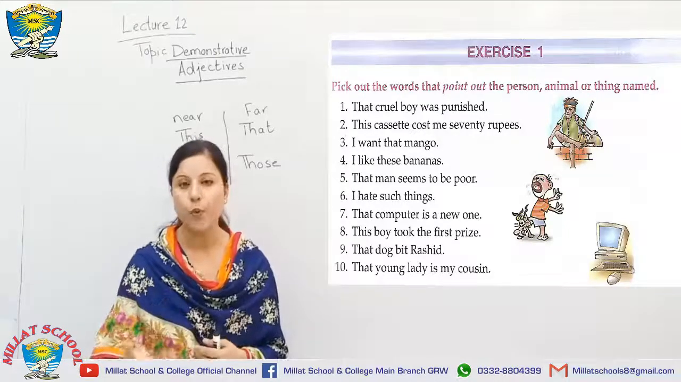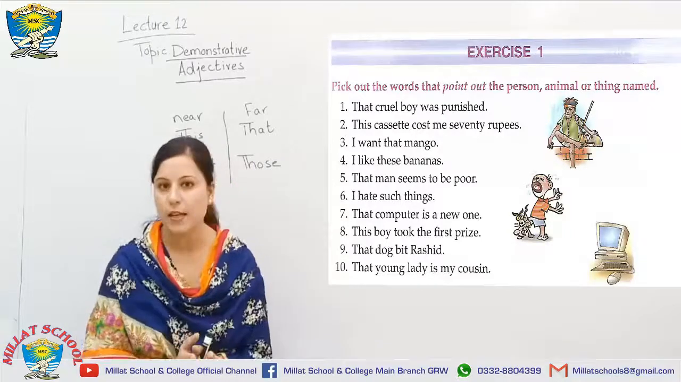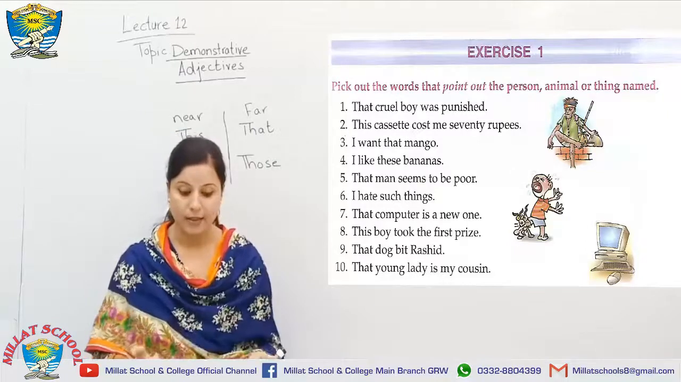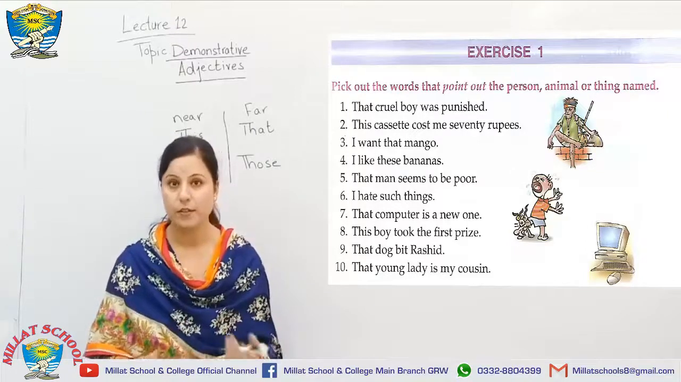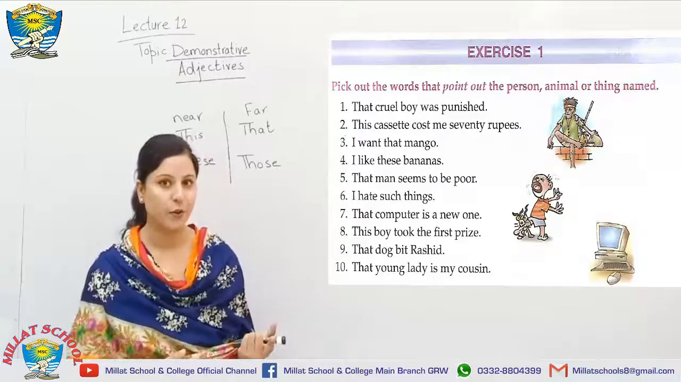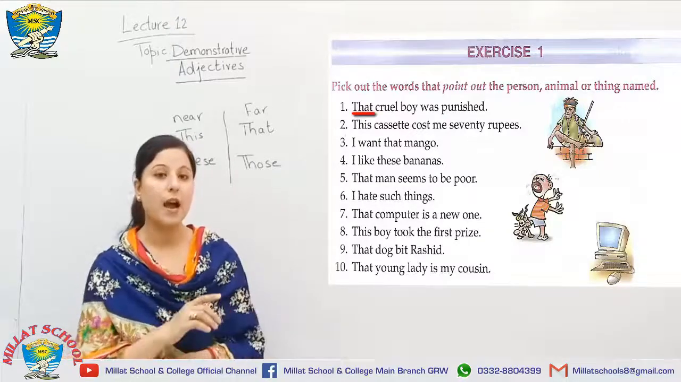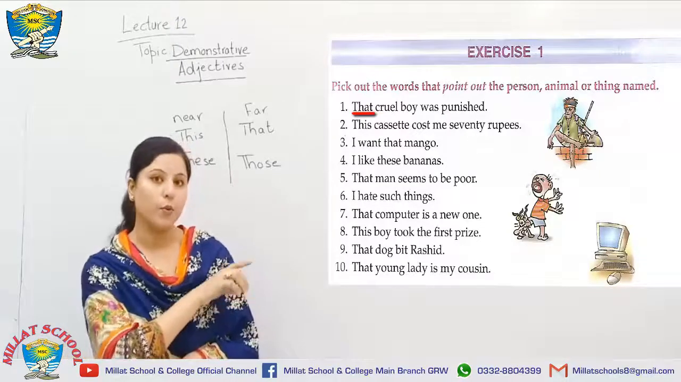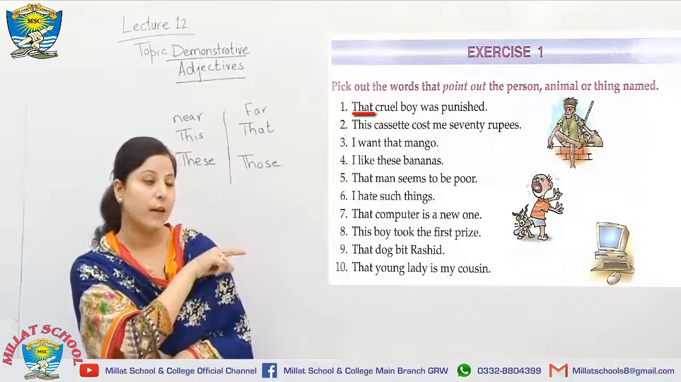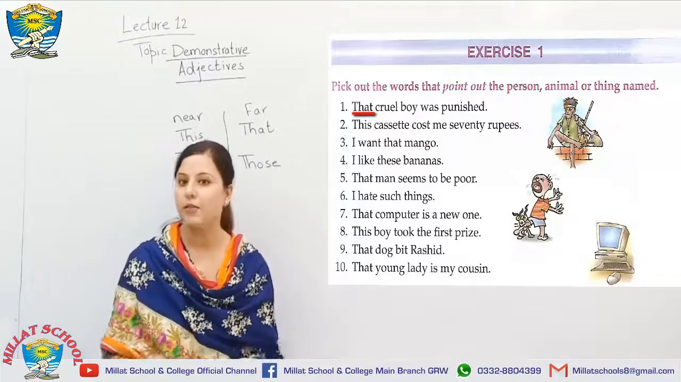That cruel boy. How many things can you see in this single sentence? Cruel boy, yes, and was punished. Moreover, there is another demonstrative adjective for you. Yes, exactly. That means they are pointing out some boy who is standing maybe far from them. Got it? So that is going to be your demonstrative adjective.